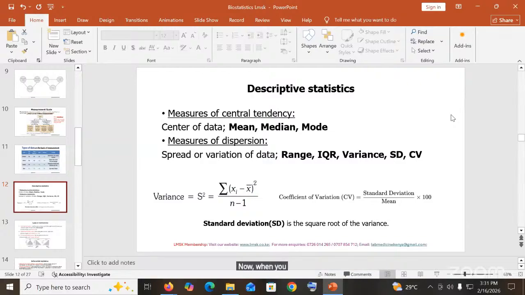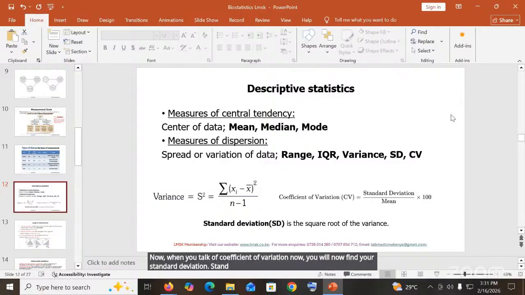Now, when you talk of coefficient of variation, you will find your standard deviation. Standard deviation is actually the square root of the variance. Once you've calculated the variance and done the square root, you put the standard deviation over the mean. So we call it a measure of variability. Coefficient of variation is a measure of variability, and you multiply by 100.